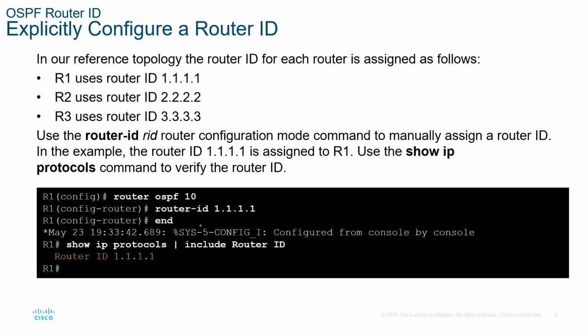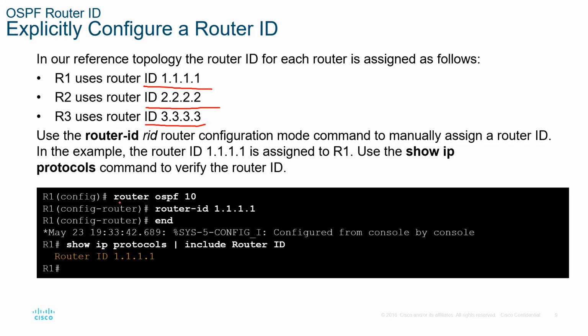So in our reference topology that I mentioned earlier, the router ID for each router is going to be assigned. I told you that we're going to have 3 routers in our topology, and we're going to be doing the configuration. So in router 1, we're going to use the ID 1.1.1.1. Router 2 will use the ID 2.2.2.2, and router 3 will use the ID 3.3.3.3. So we use the router ID to configure the routers that we are going to see.